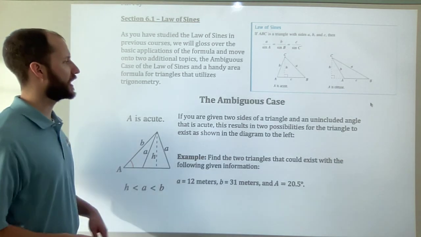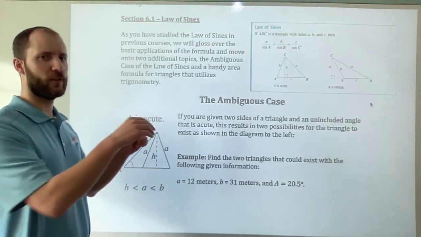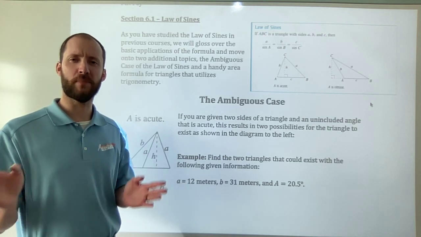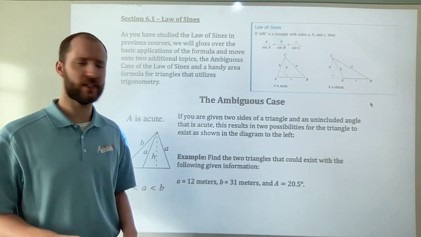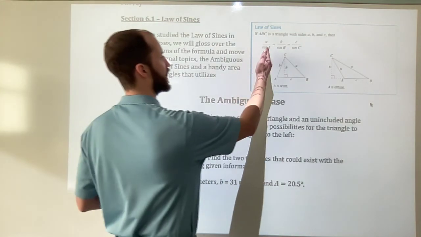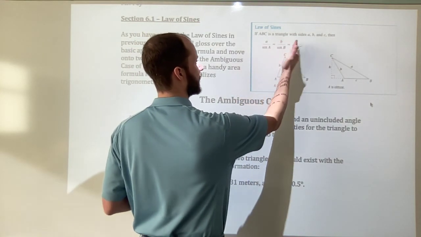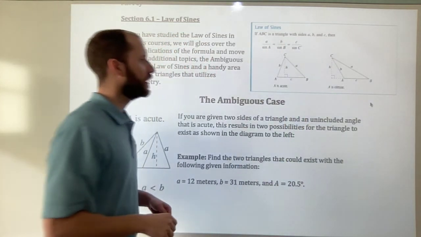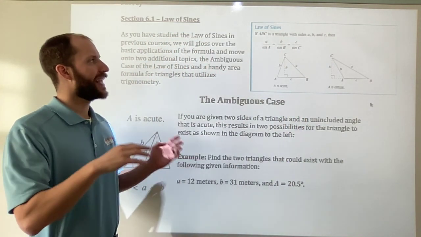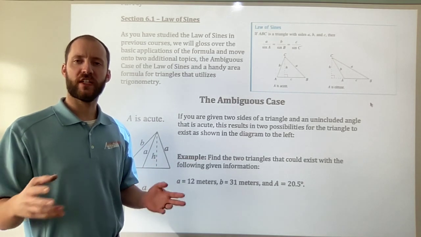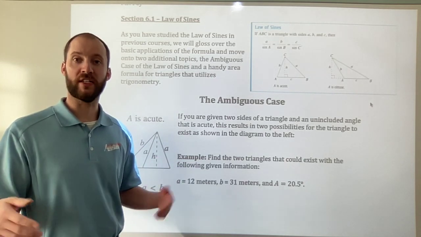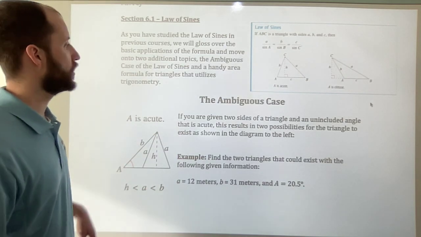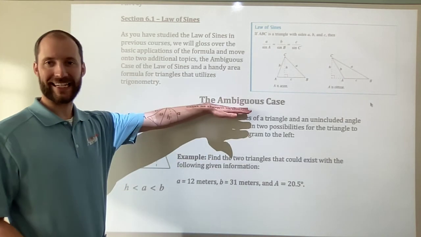First we're looking at the law of sines, which is a formula you've seen, so we're going to gloss over the basic applications of it. Of course, you set up these ratios and then make a proportion by setting them equal. But something happens when there are certain conditions present, and that's something we call the ambiguous case.